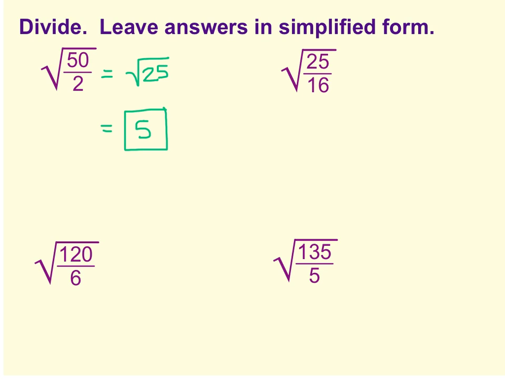All right, now we have the square root of 25 over 16. 25 over 16 does not reduce. So if it doesn't reduce, we actually saw this in our last chapter, you can go ahead and take the square root of these numbers separately. Square root at the top, square root at the bottom. Square root of 25 is 5, and the square root of 16 is 4, and you get 5 over 4.